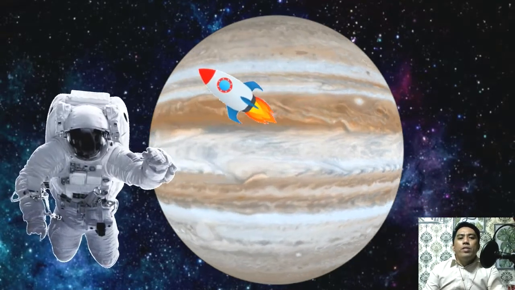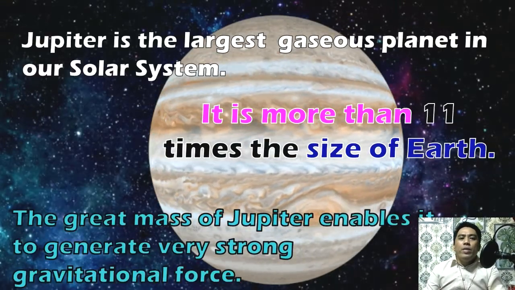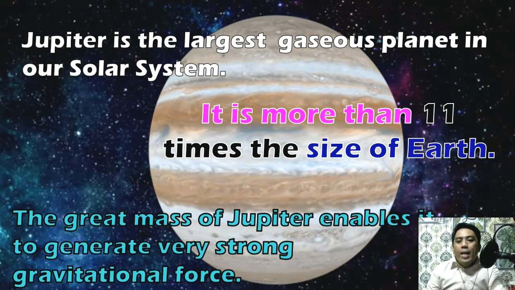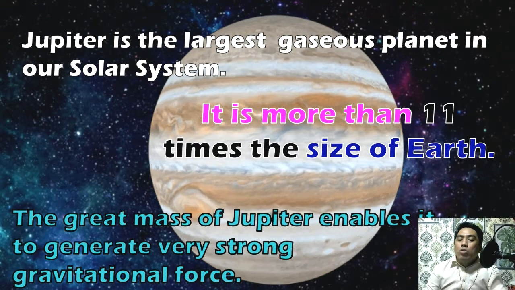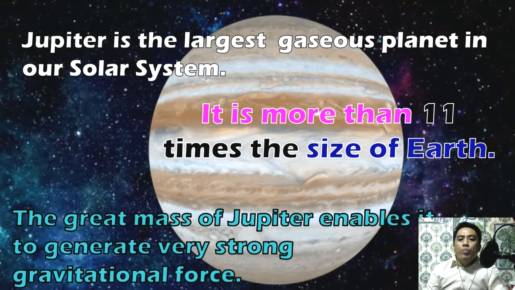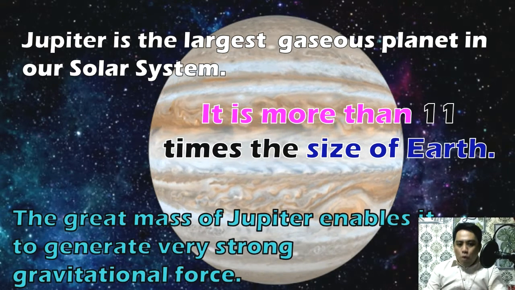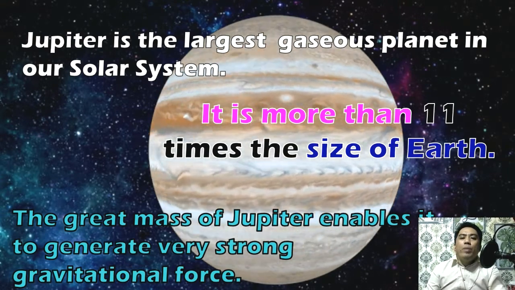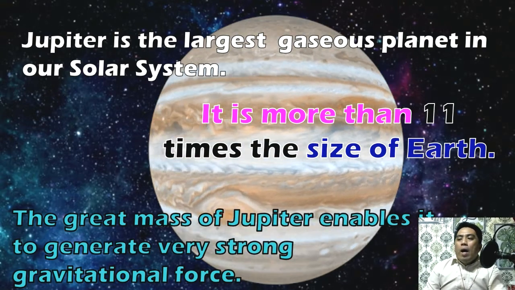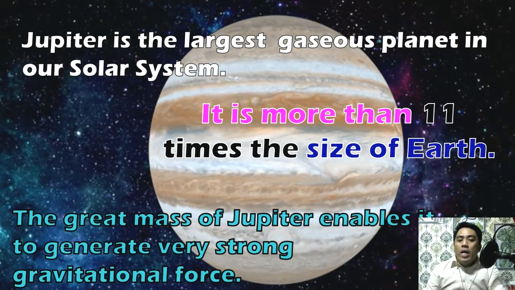Okay, so the first outer planet is Jupiter. Okay, so Jupiter is the largest gaseous planet in the solar system. So siyang pinakamalaking planeta sa ating solar system. It is more than 11 times the size of the Earth. The great mass of Jupiter enabled it to generate very strong gravitational force. So sobrang laki ni Jupiter. So siya rin ang may pinakamalakas na gravity sa lahat ng planeta sa solar system.